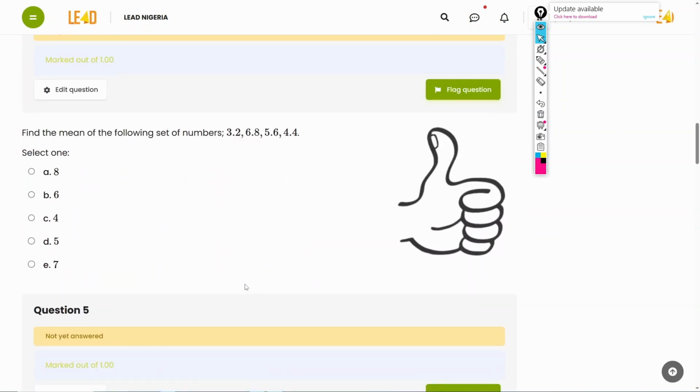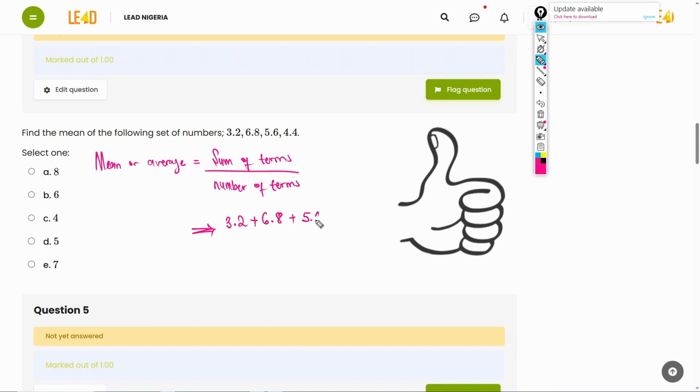All right, find the mean of the following set. So mean or average is given by the sum of terms divided by the number of terms. So the sum of terms is 3.2 plus 6.8 plus 5.6 plus 4.4, over how many did we have? 4, right? Over 4. So let's add this up now.